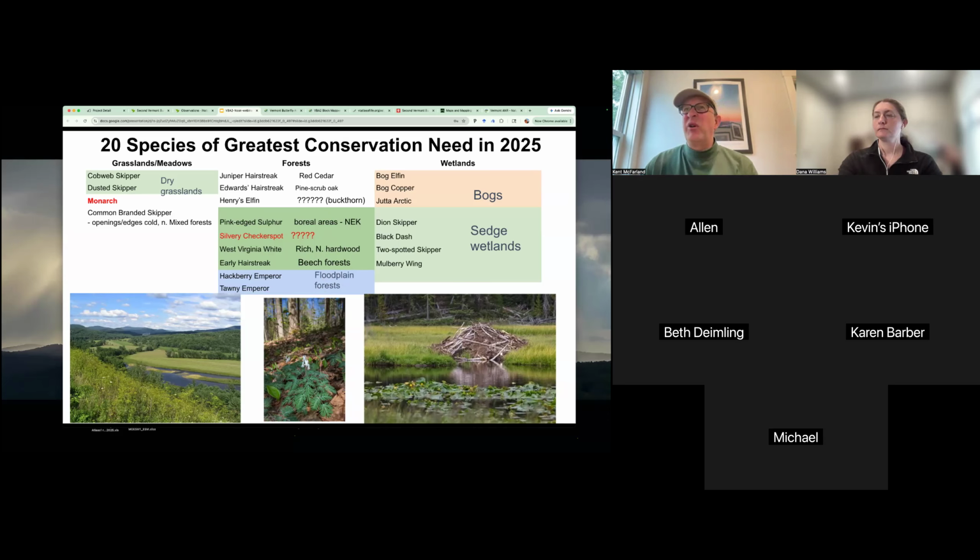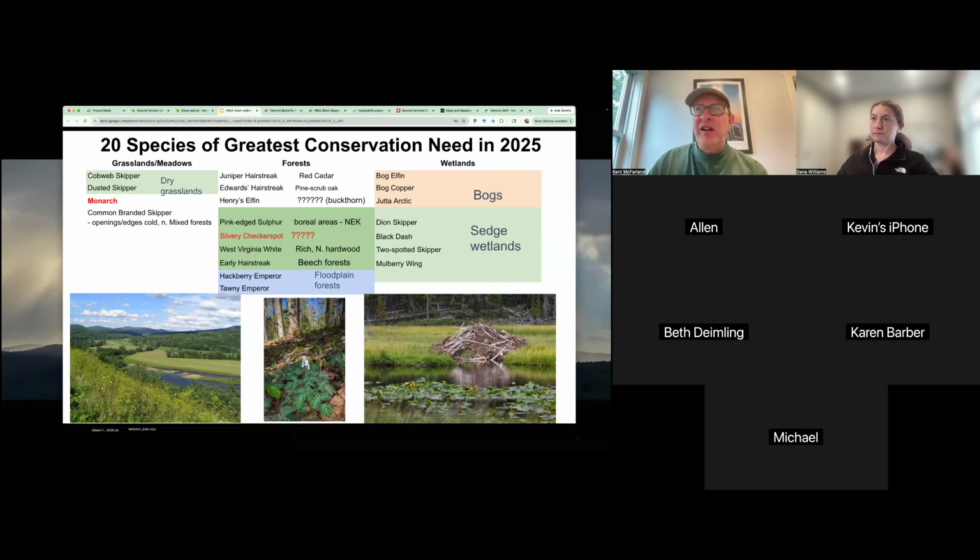And then there's these, what I call sedge wetland skippers. These are all in these massive, big, sometimes not so big, sedge wetlands or sedge wet meadows. Dion skipper, black dash, two-spotted skipper, mulberry wing. If you're not wet, at least above your ankles in a sedge wetland, you're probably not going to find these species. You've got to be in these sedge wetland habitats.